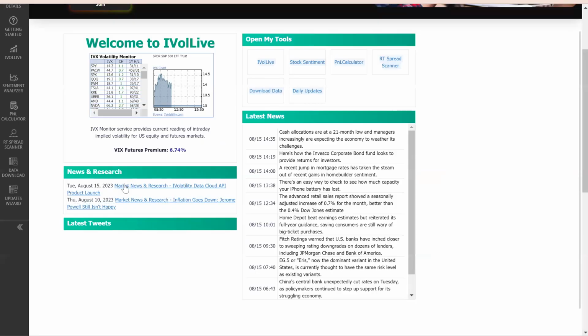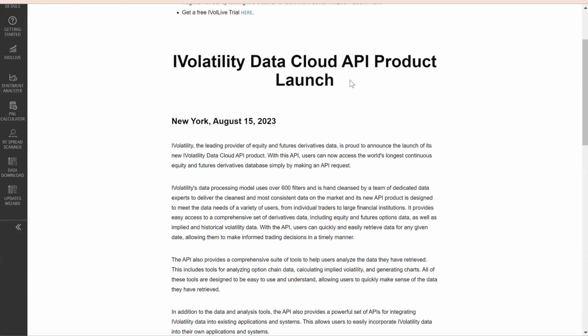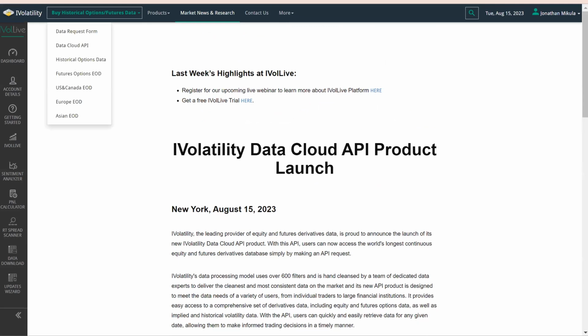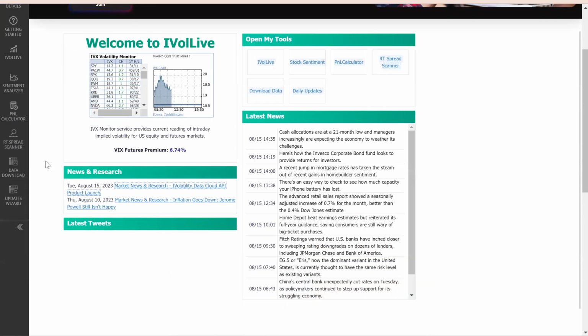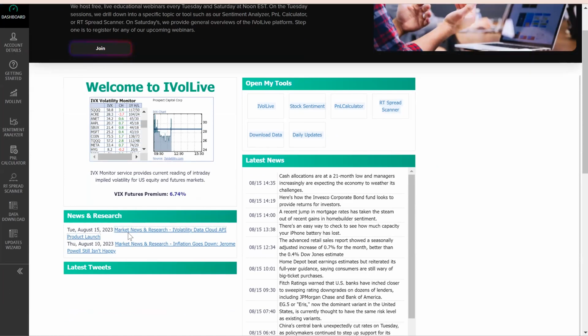So this is another really good place to get news. You also see different updates that we put out within IVolatility. So you can see this is the Data Cloud API product that I was mentioning earlier. If that's of interest, we'll send out some more information on that. But this is where you find, again, one or two always interesting actionable ideas.